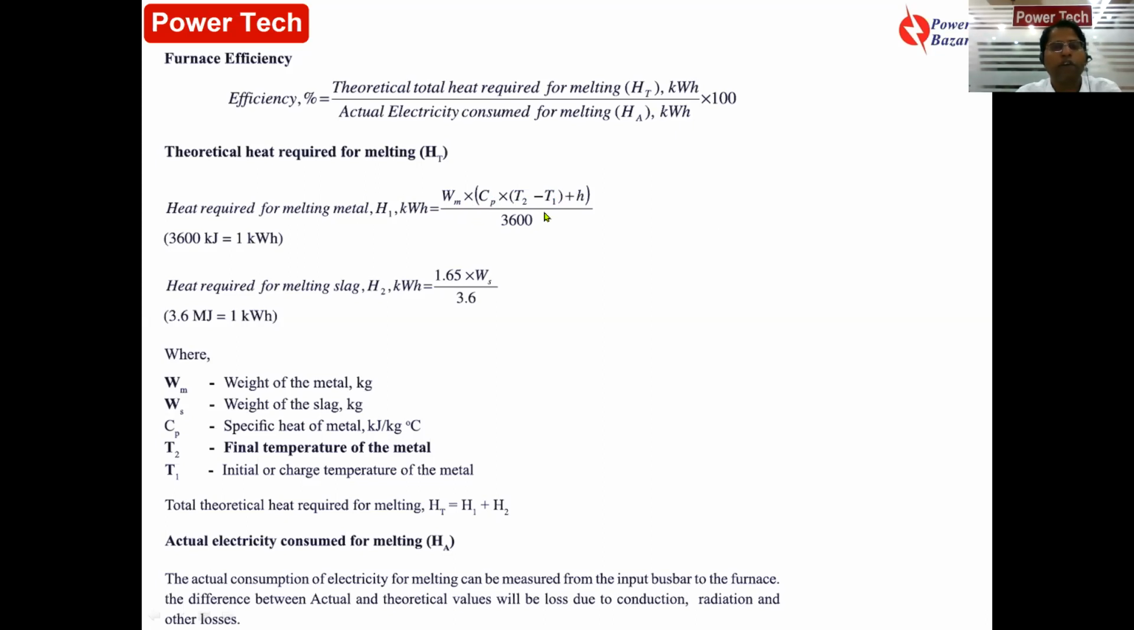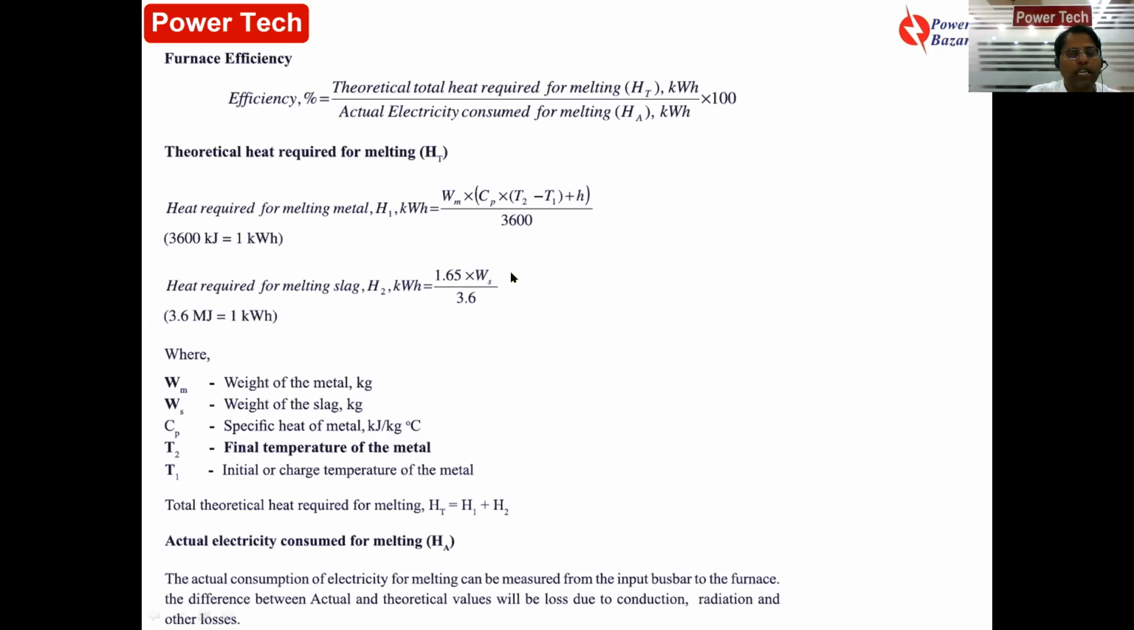And why are we dividing by 3600? It is because 3600 kilojoule is 1 kWh. Now, similarly, for the heat required for melting slag, you have to remember to multiply 1.65 into the weight of slag in kg, divided by 3.6. So 3.6 megajoule is equal to 1 kWh.